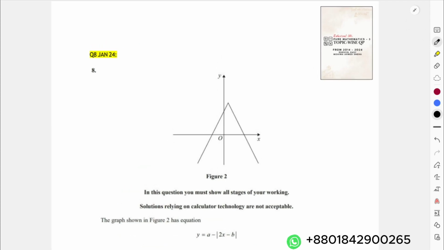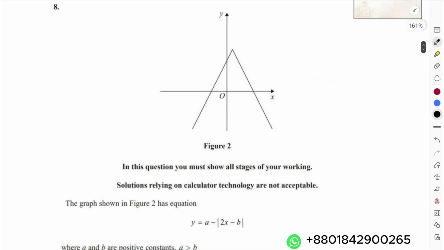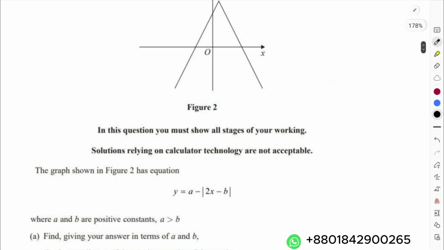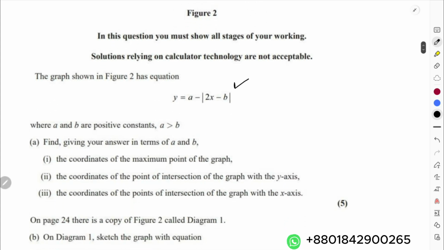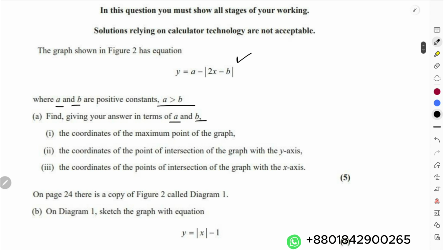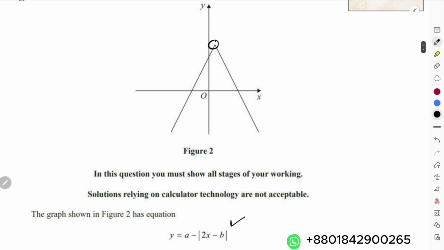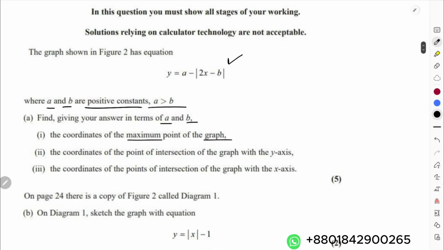In Jan 24, we have in total how many? 3 questions from just functions so far. So I would say very lengthy questions here. If you move on to your question 8 here, it says that the graph figure 1 shows you this value, in terms of a and b, where a is greater than b and a and b are both positive constants, find the maximum coordinates of the graph. Maximum coordinate of the graph means at this top vertex, and we all know at this top vertex inside of the modulus is always what?